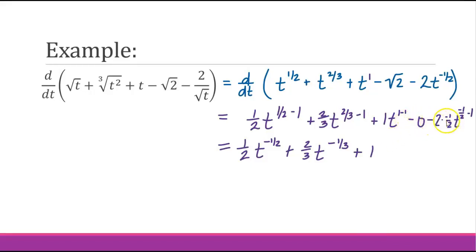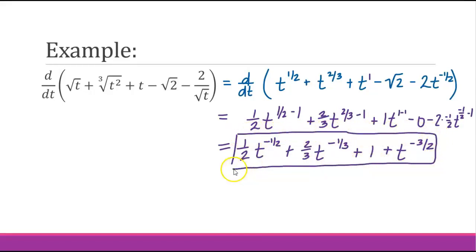And then here, negative 2 times negative 1/2 is just a positive 1, so we have plus t, and then negative 1/2 minus 1 is negative 3/2. So this is fine. You can go ahead and leave your answer with these negative and fractional exponents.